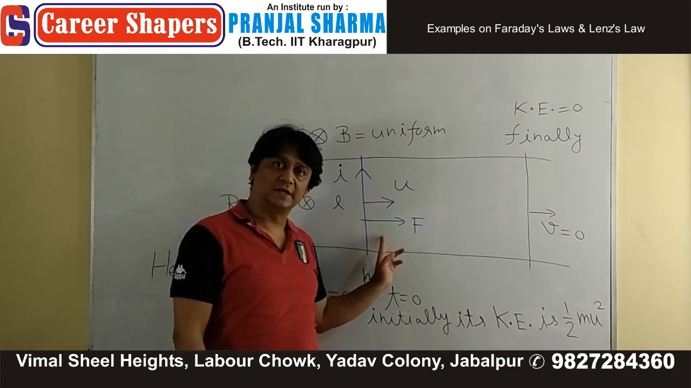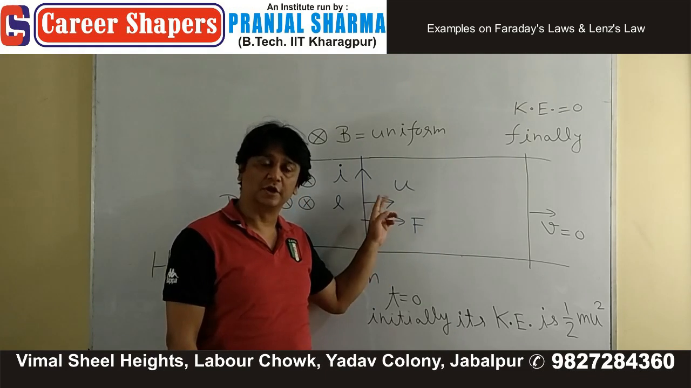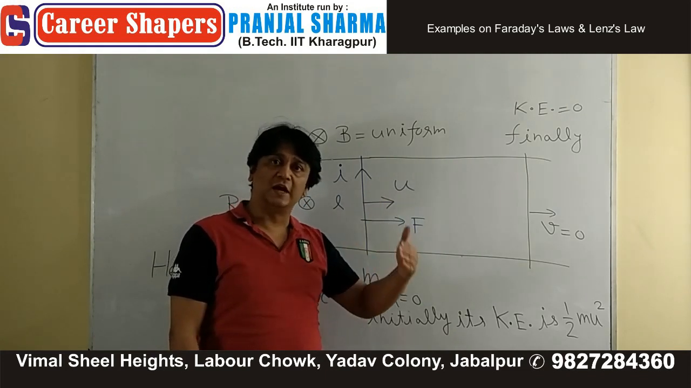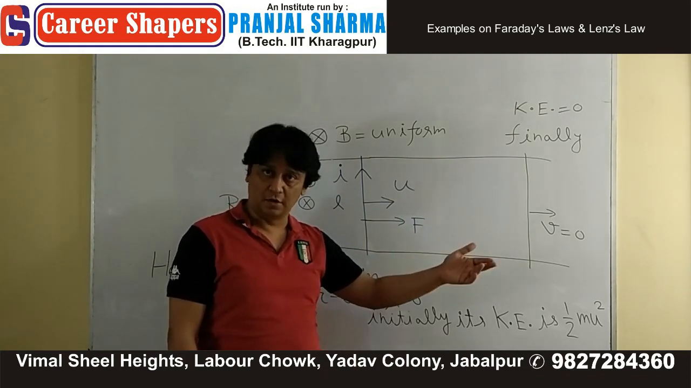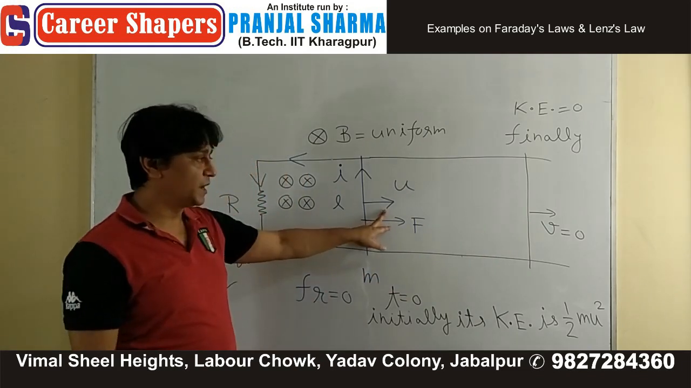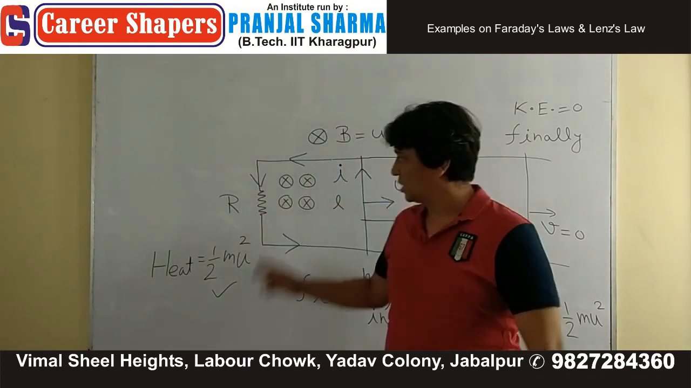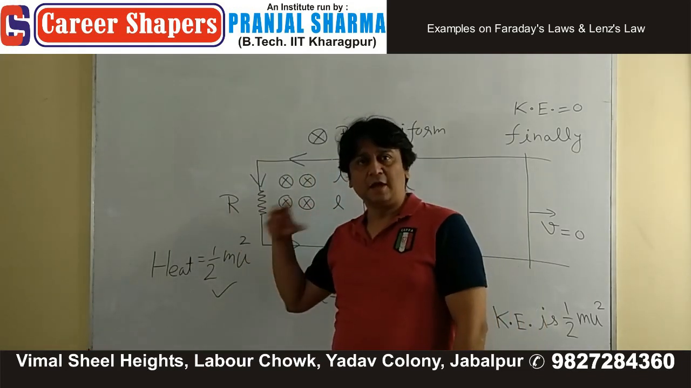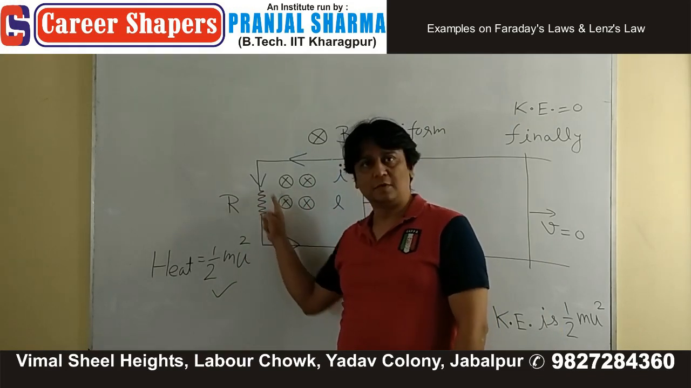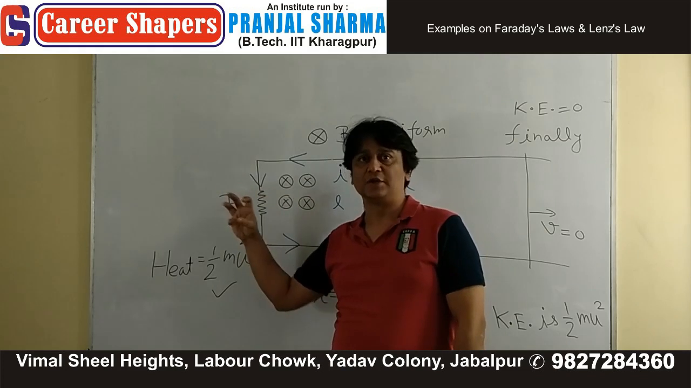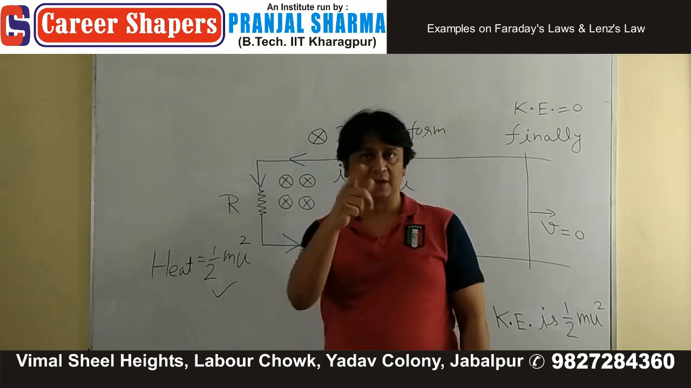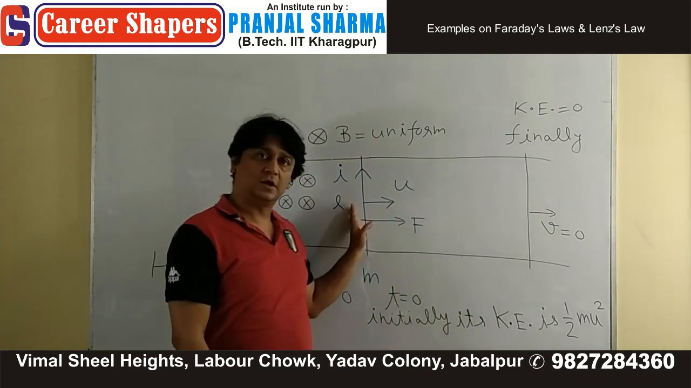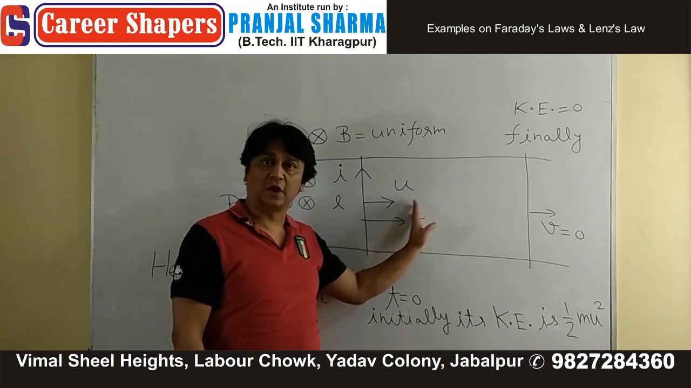That means it is increasing its kinetic energy. So you are increasing the kinetic energy of the rod, and at the same time you are getting what? Heat. Imagine you have a bulb, a light bulb over here. So you are getting what? Light energy through the bulb. At the same time, this rod is increasing its velocity.